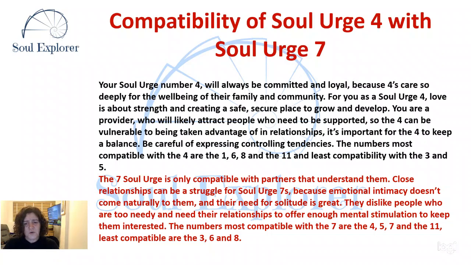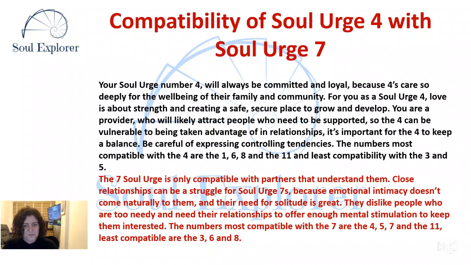So the Soul Urge 7 is only really compatible with partners that can understand the 7. Close relationships can be a struggle for the 7, because emotional intimacy doesn't come naturally to them, but nor does it come naturally to the 4. So you can see again that the 4 and the 7 could be a bit emotionally unavailable to each other, because they both have the same trait of not being emotionally available and being quite stoic, and it can create distance between them.